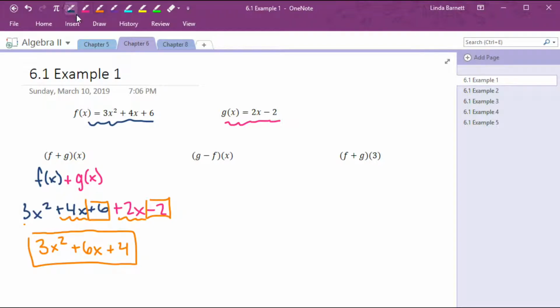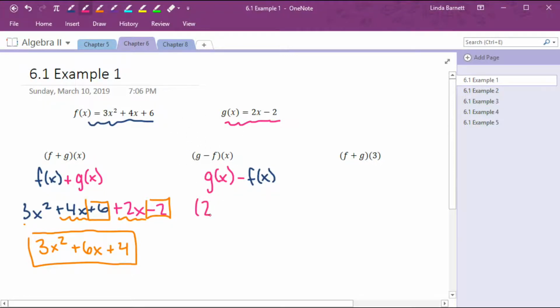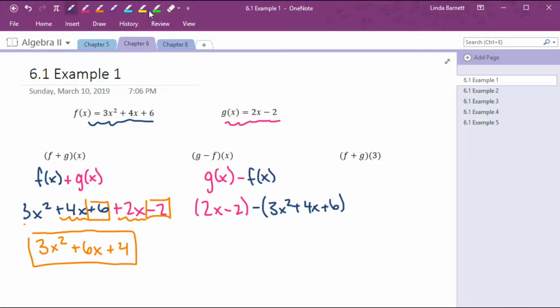On the second function, it says we're going to take g of x and we're going to subtract f of x. I'm going to use parentheses this time so I can really distinguish between the two functions. We're going to do 2x minus 2, and then we are going to subtract the f function, which is 3x squared plus 4x plus 6. What makes this pretty tricky is this negative. We have to remember to distribute it to everything in that second function.